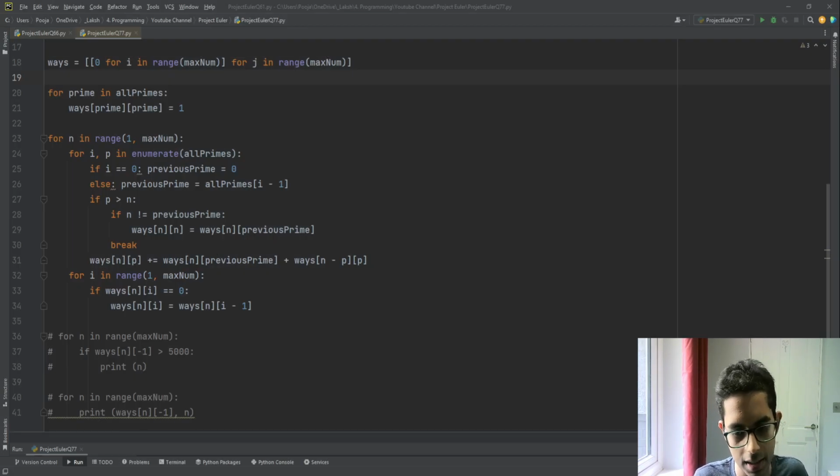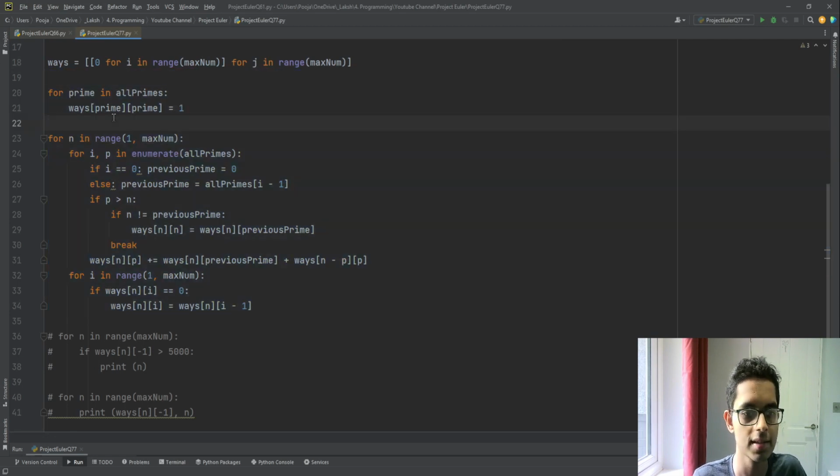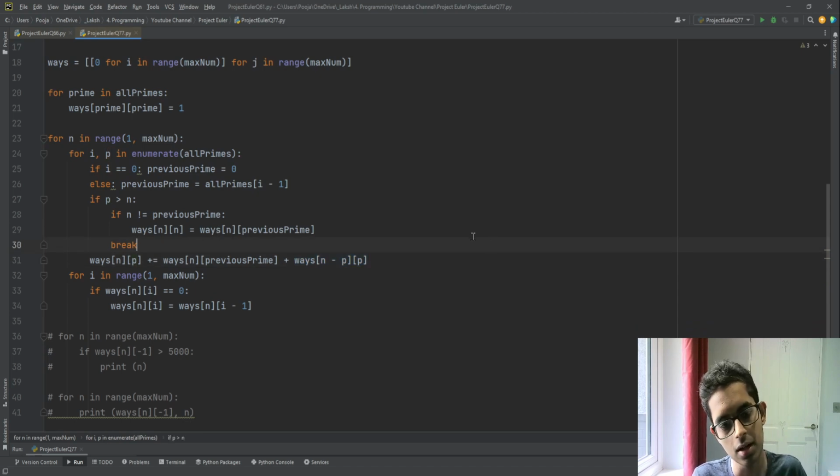Okay, and now what we do over here is we just explore all the different ways in which we can get to a certain number. So the number of ways in which we can get to n, p, where p is the maximum prime which we use, is going to be the number of ways in which we get to the previous prime number plus the additional ways, okay? And the additional ways is defined over here. It's basically the ways in which we can get to that number having used the capabilities of this new prime.